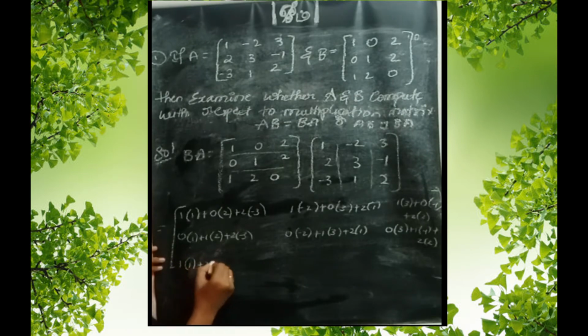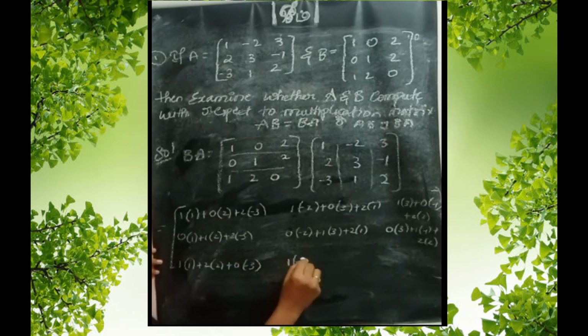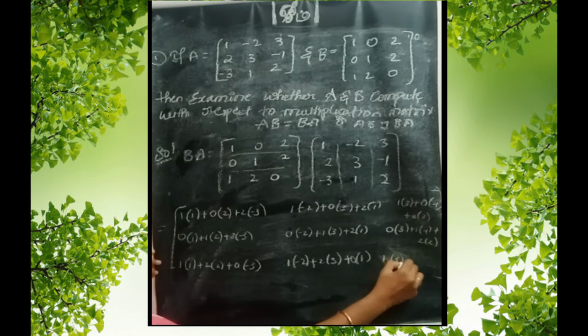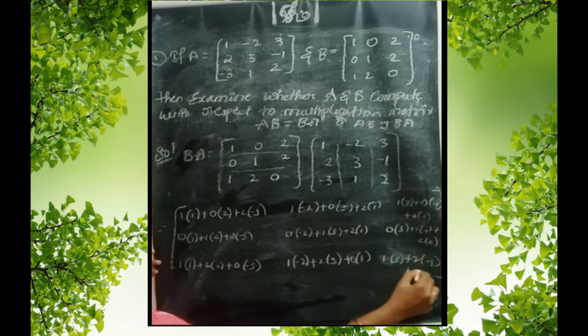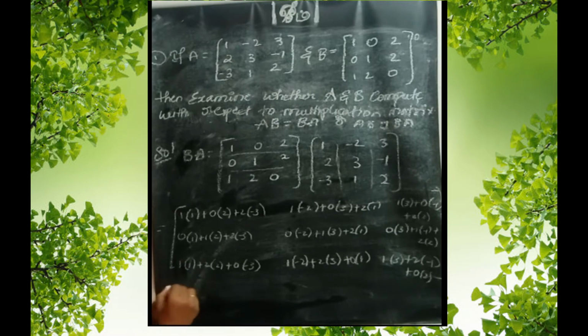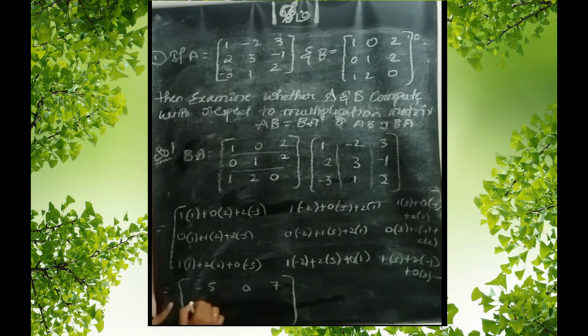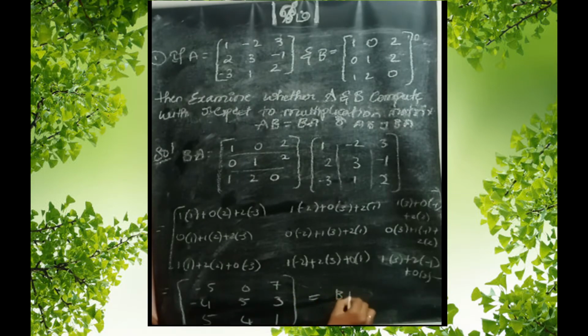1 into 1 plus 2 into 2 plus 0 into minus 3. Again do it for every row with all the columns. 1 into 3 plus 2 into minus 1 plus 0 into 2. Then you will get the answer minus 5, 0, 7, minus 4, 5, 3, 5, 4, 1. This is the value of BA.